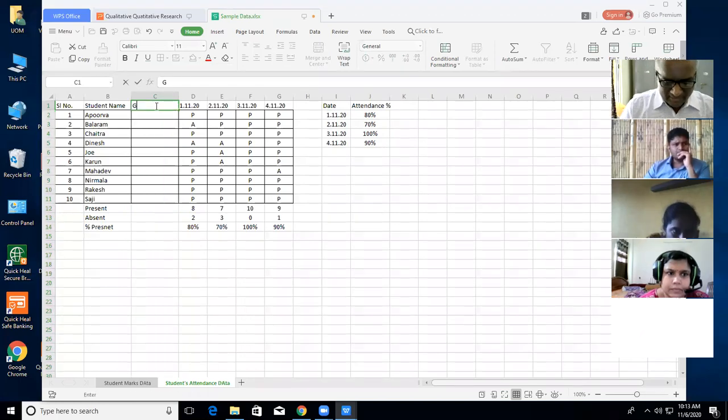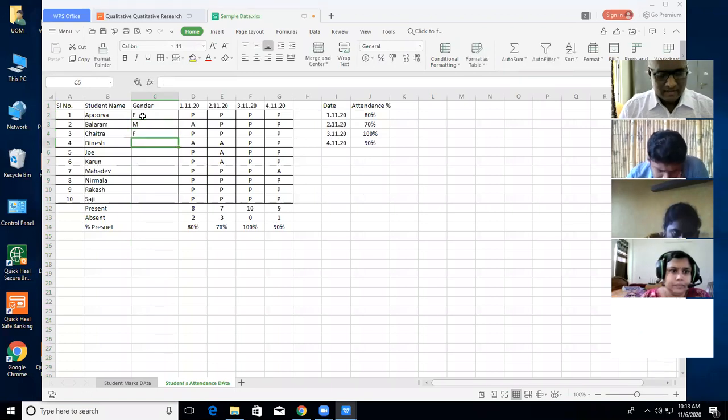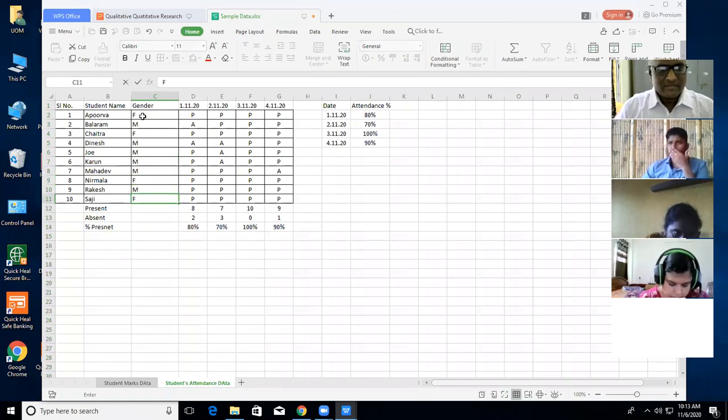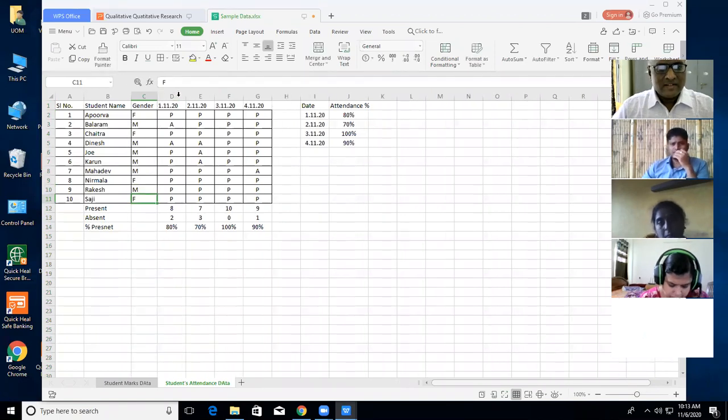put the gender here, gender. Apurva, female. Balram, male. Chaitra, female. Dinesh, male. Joe, male. Karun, male. Mahadev, male. Nirmala, female. Rakesh, male. Saji, female. I have added one more variable here. Students are categorized into male, female, etc.